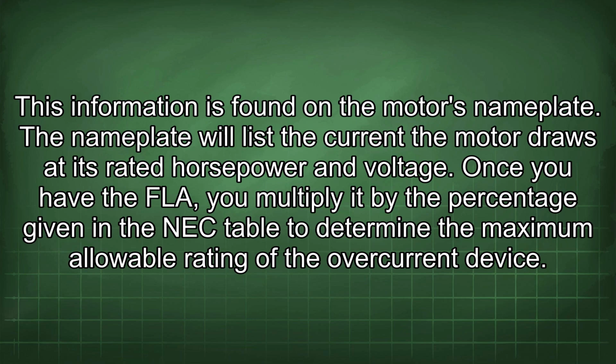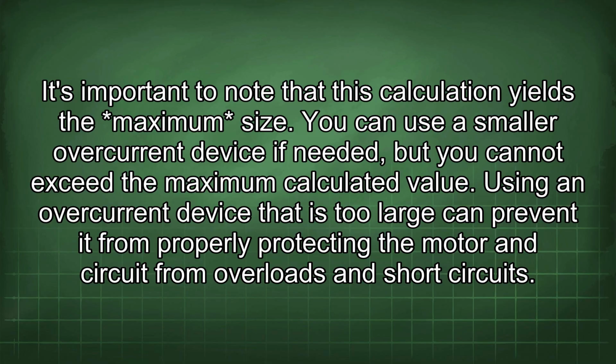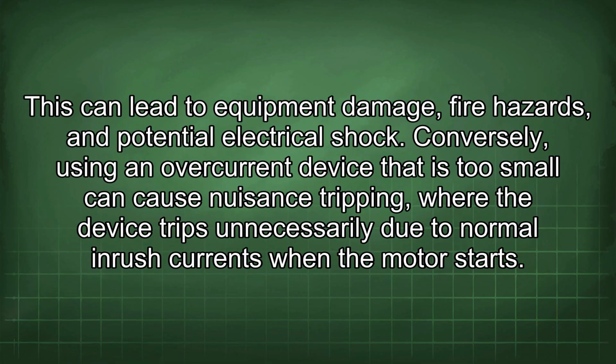Once you have the FLA, you multiply it by the percentage given in the NEC table to determine the maximum allowable rating of the overcurrent device. It's important to note that this calculation yields the maximum size. You can use a smaller overcurrent device if needed, but you cannot exceed the maximum calculated value. Using an overcurrent device that is too large can prevent it from properly protecting the motor and circuit from overloads and short circuits. This can lead to equipment damage, fire hazards, and potential electrical shock.